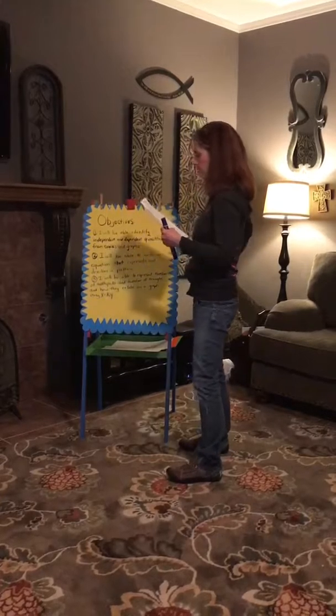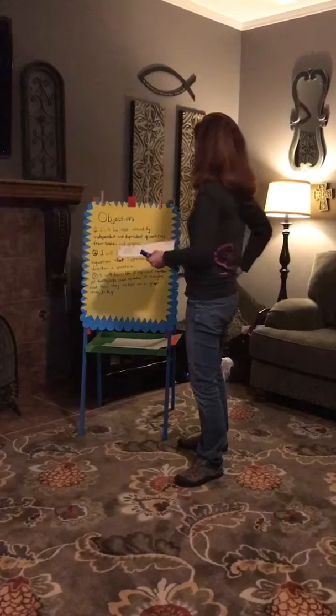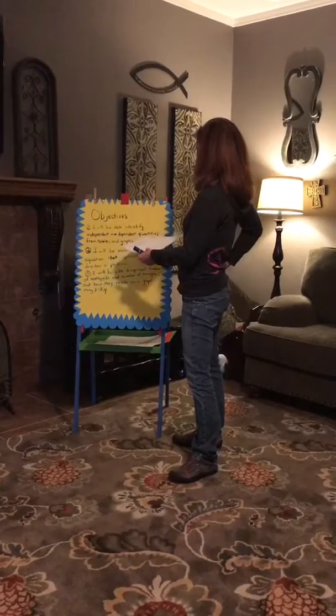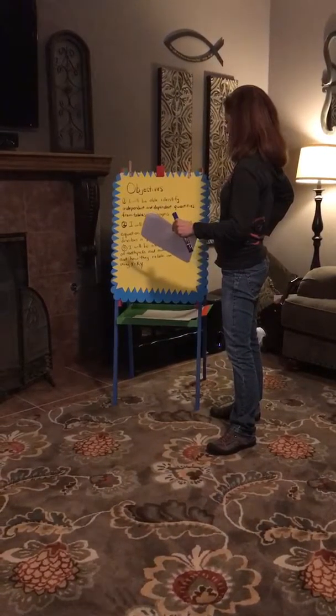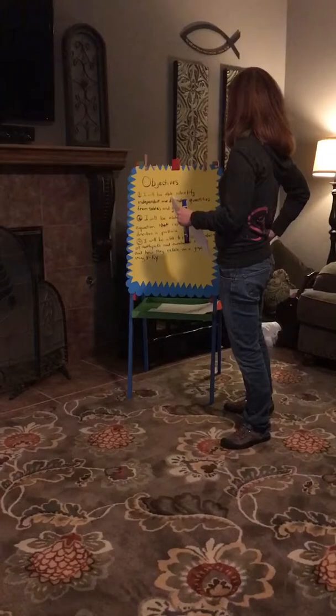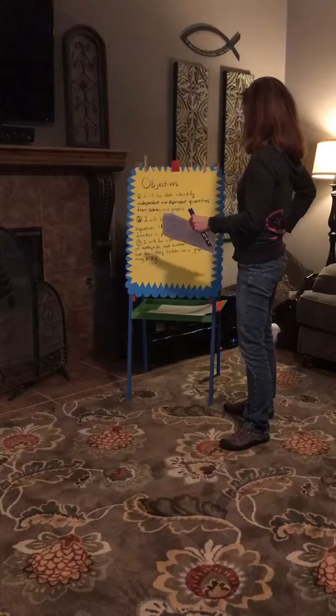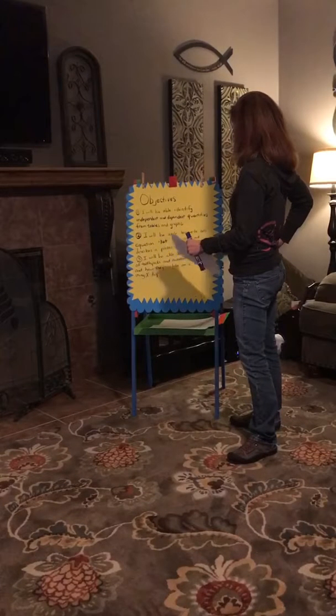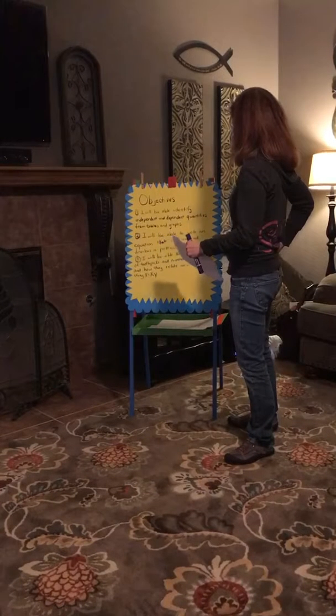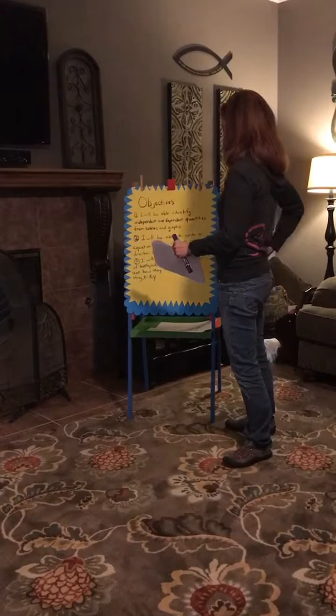Let's go over the objectives again. 1, I will be able to identify the independent and dependent quantities from tables and graphs. 2, I will be able to write an equation that represents and describes a pattern. 3, I will be able to represent number of toothpicks and number of triangles and how they relate on a graph using the equation x equals ky.